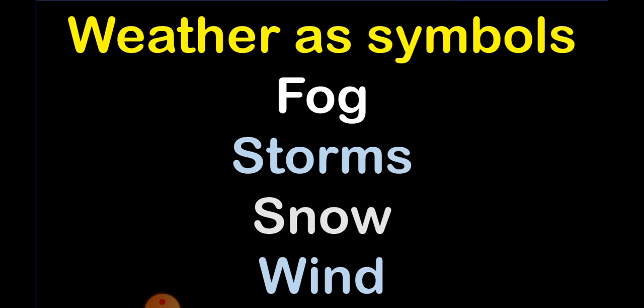Weather as symbols. Also, in works of literature, a writer might spend a moment describing the weather in a particular scene. This is likely for a reason. Let's take a look at a few examples. Fog might represent a bad omen or something terrible on the horizon. Storms usually symbolize hostility or turmoil. Snow often comes with a message of calmness or purity. Wind might be used to symbolize power or strength.